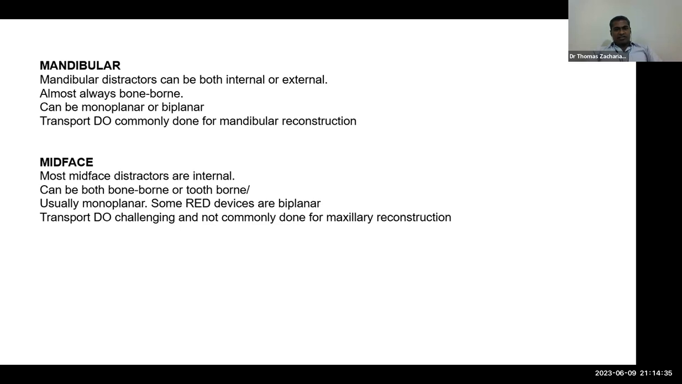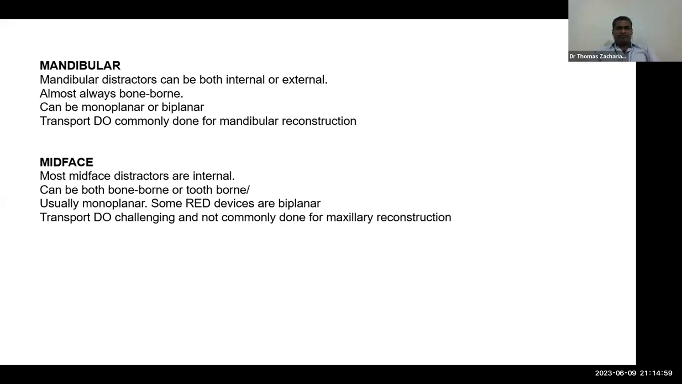And the transport distraction is quite challenging and not commonly done for maxillary reconstruction. It has been done, but because of the anterior curvature of the maxilla, it is quite challenging. You can distract a short posterior part of the maxilla with transport, but it is very challenging for a curvilinear aspect of the jaws. Same with mandible. So it's mainly done for mandibular.